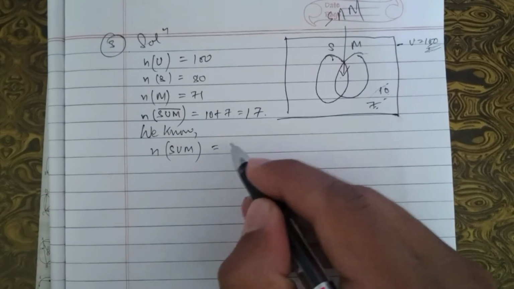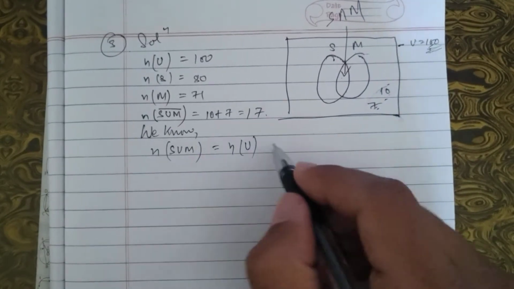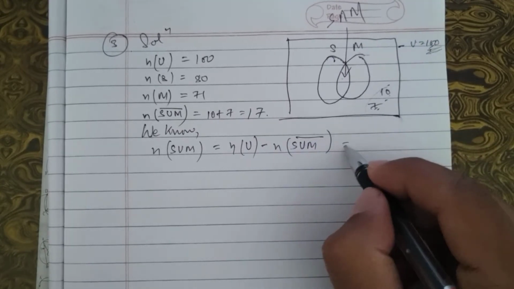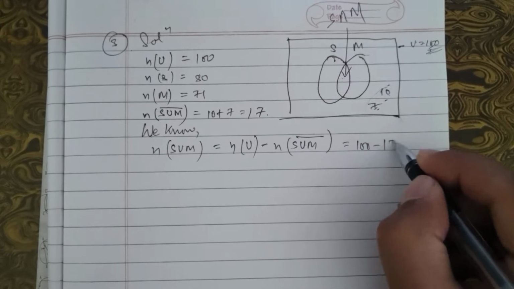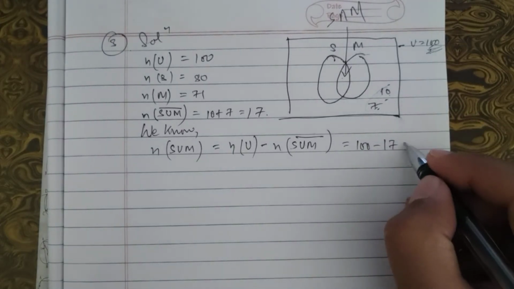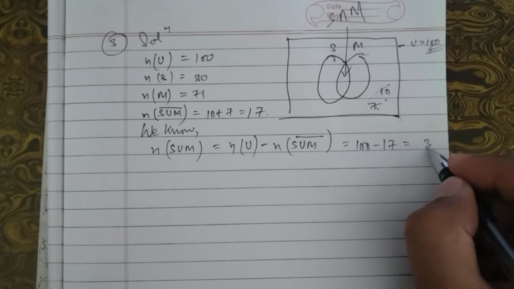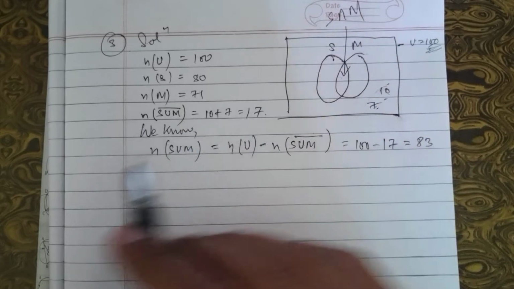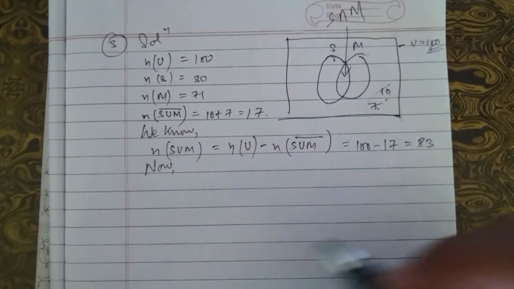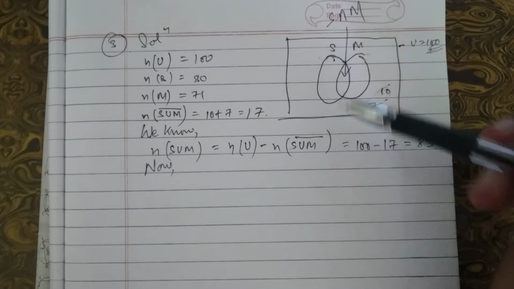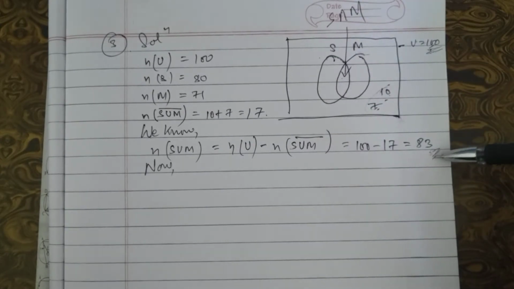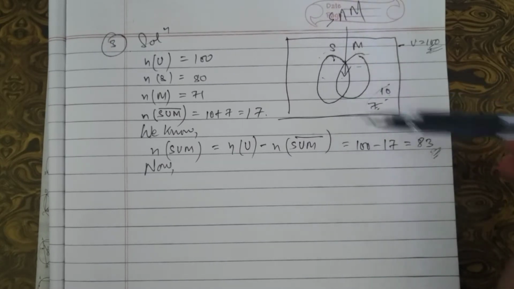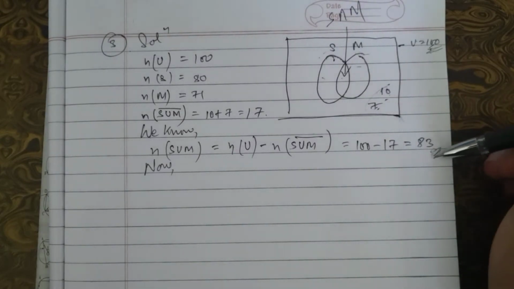So we know n(S union M) is equal to n(U) minus n(S union M) complement, right? So this will be 100 minus 17, right? So this will give us 83, okay? So now we know that the students who passed is 83, right? We know the total number of these two sets, right? So what we can basically do is separate out.